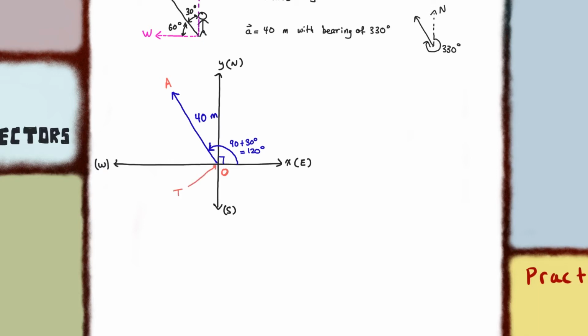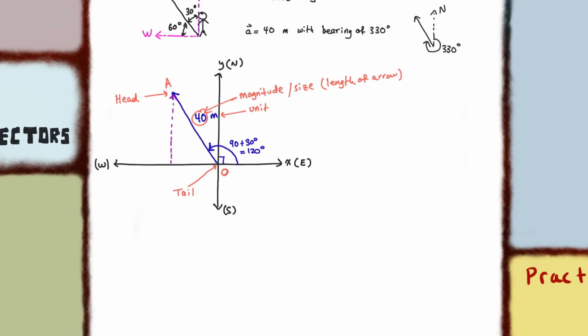The starting position where the character has started to move is going to be the tail of our vector, and the head of the vector is going to be where it ends up at position A here, and the 40 here will be the magnitude or size, the length of the arrow, and the meter here will be the unit of the vector.